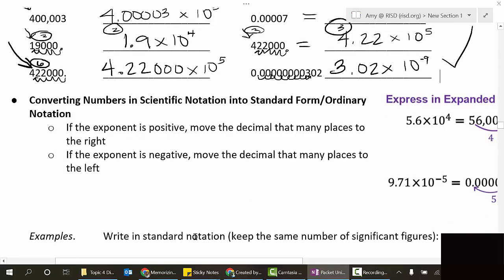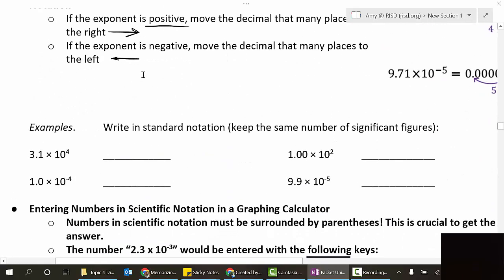Okay, next up, converting numbers that are in scientific notation back into standard form. So if the exponent was positive, remember that means the original number in standard notation is big. So that means we're going to move the decimal that many places to the right to make it a big number in standard notation. If the exponent is negative, we're going to move it that many places to the left. So we're going to do 2 together, and then you can try 2 on your own. We're going to do the first 2 over here on the left.